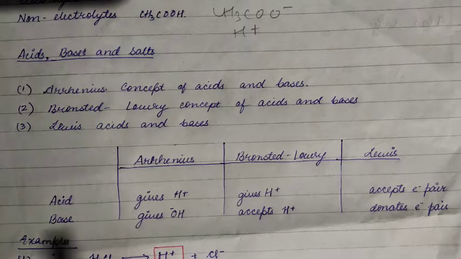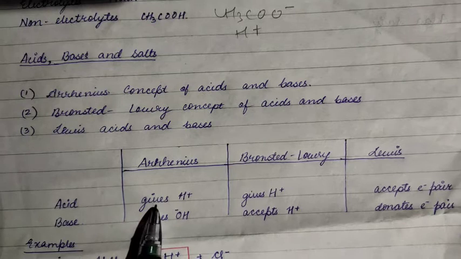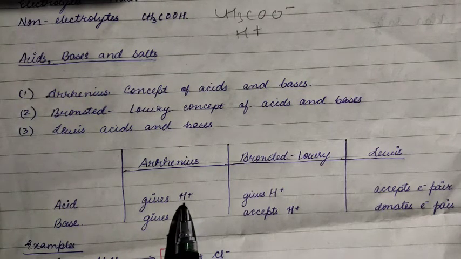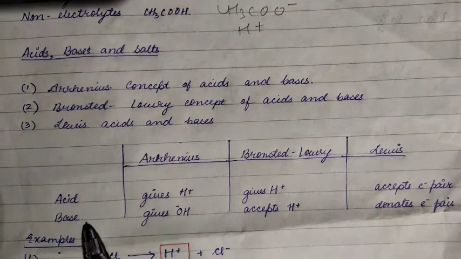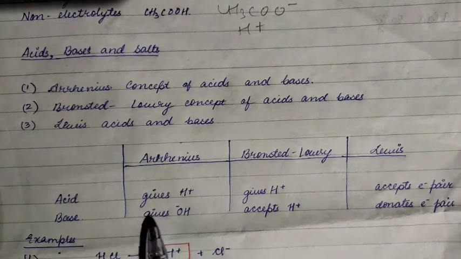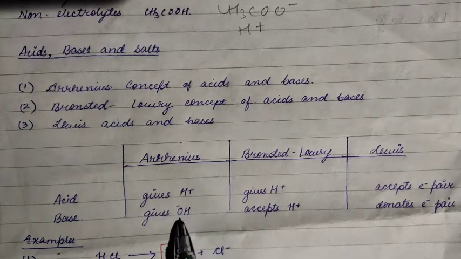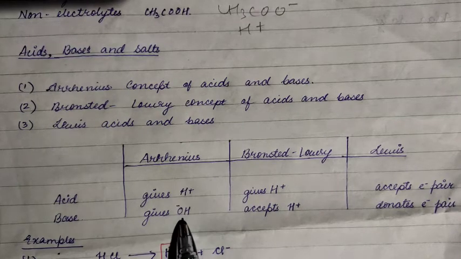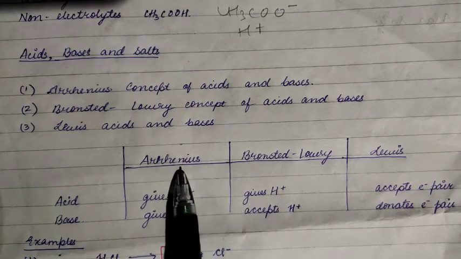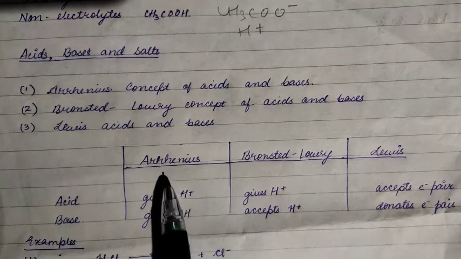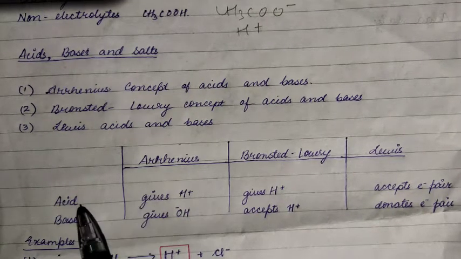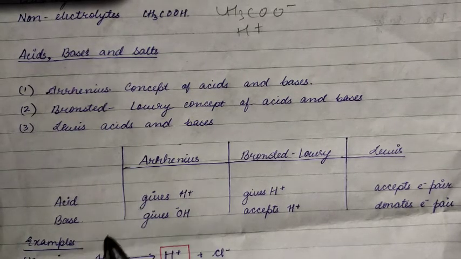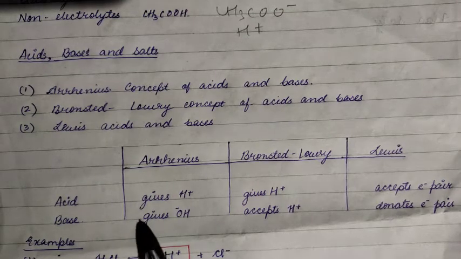What it said is that acids are those substances which release or give out hydrogen ions, H positive, the proton, and bases are those substances which release OH negative, that is your hydroxyl ion. This is the hydrogen ion, and this is the hydroxyl ion. So Arrhenius said that acids are those substances which release H positive and bases are those substances which release OH negative.